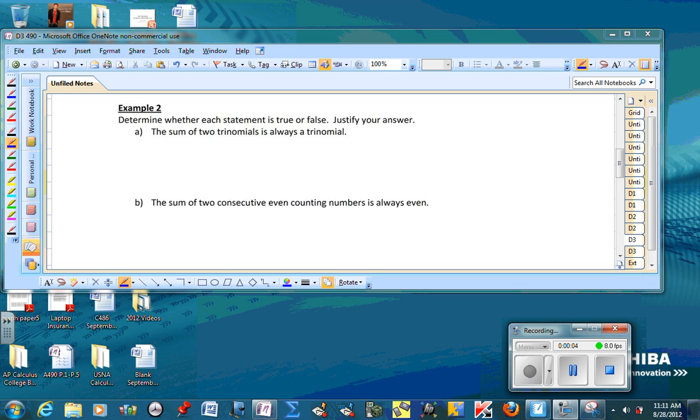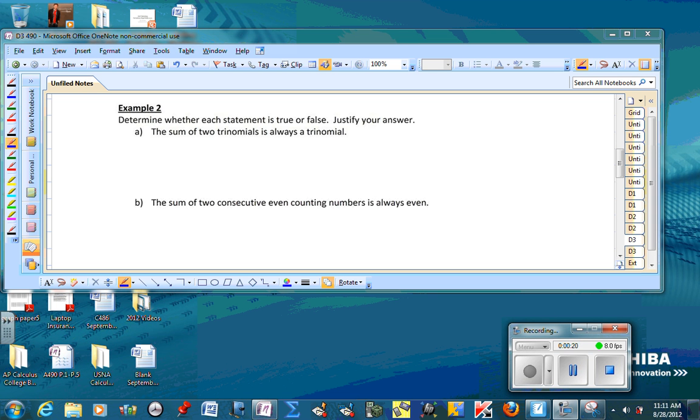Taking a look at example 2, you can see we're asked to address a true or false question. We're supposed to determine if each statement is true or false and justify our answer. So whether the statement's true or false, we need to verify. So let's start with part A.